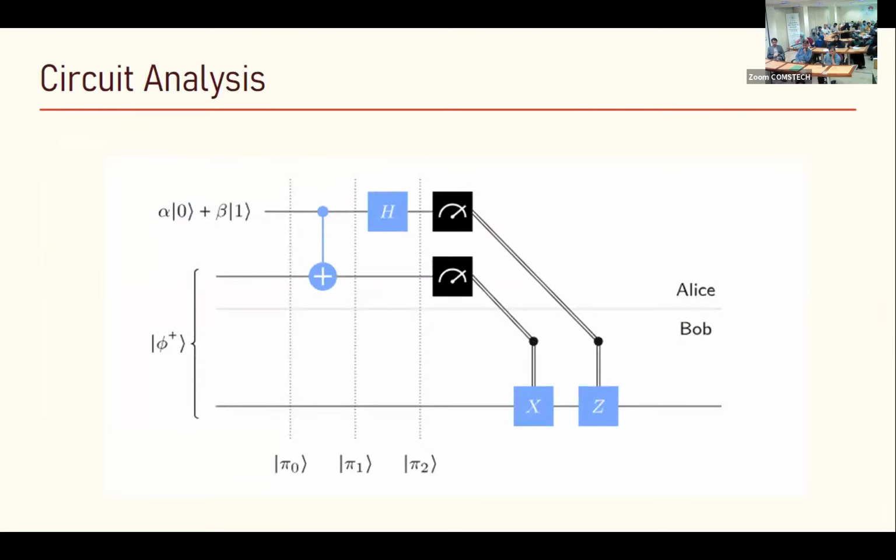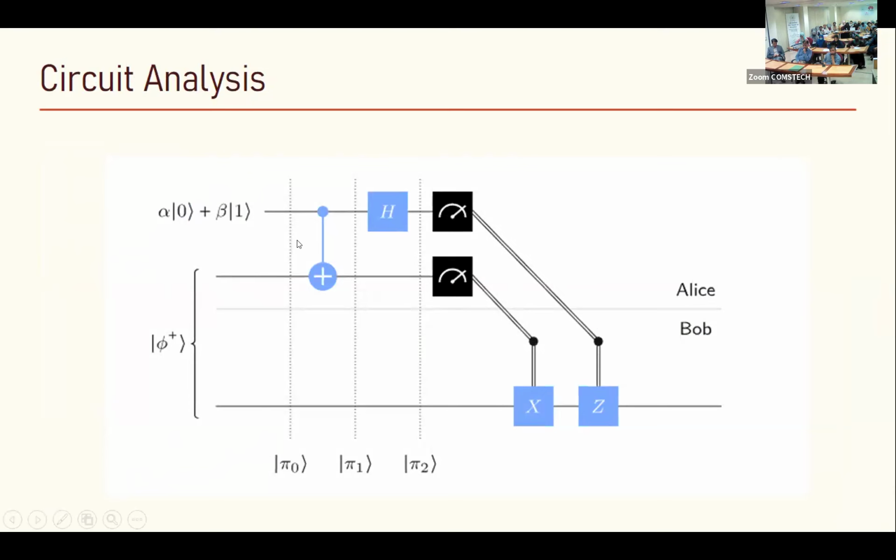Okay. Now we're going to start with the circuit analysis. This is the clean circuit, and these are the three layers which we're going to divide. First is the input. Now this is the generalized version of the qubit that I want to communicate: alpha ket 0 plus beta ket 1. And I have a phi plus entangled pair. And the first layer actually initializes the input. So what is the input state?